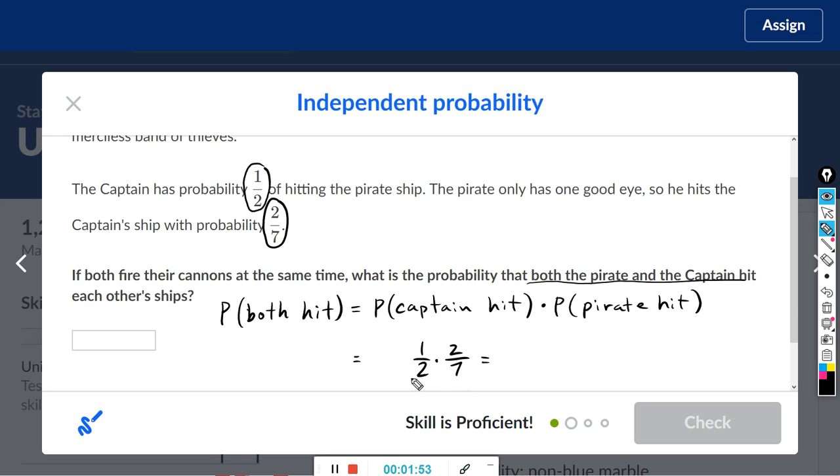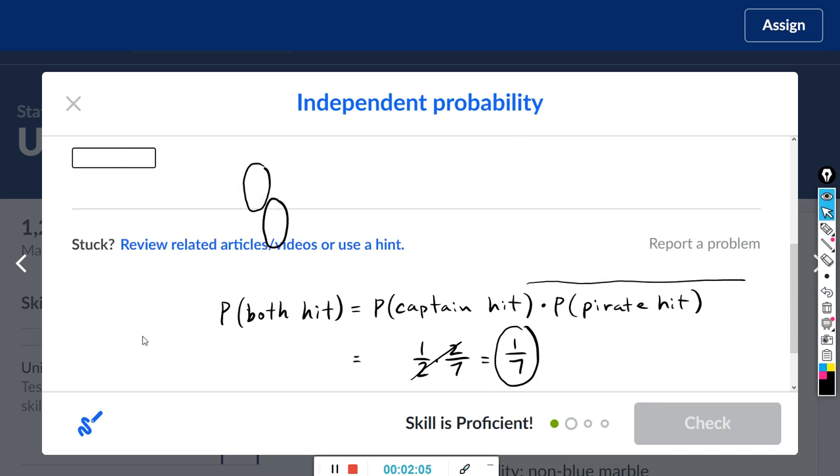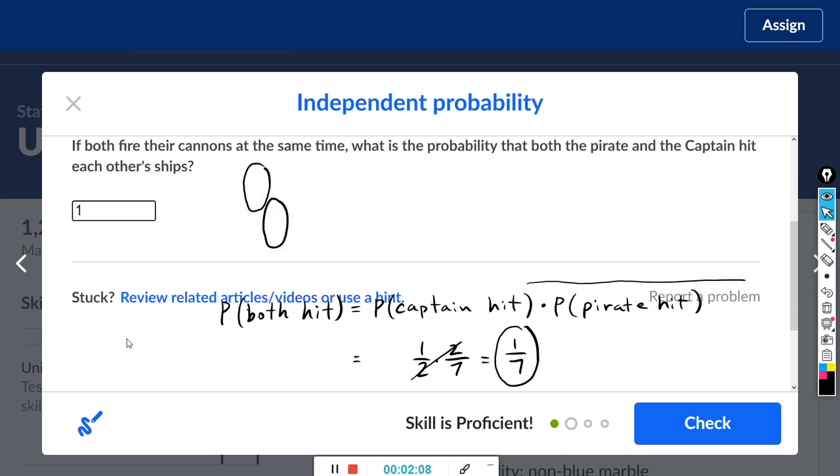Okay, 2 divided by 2 cancels, and we have a 1 in the numerator and a 7 in the denominator. So it's just 1 out of 7. So in the box you type 1/7.